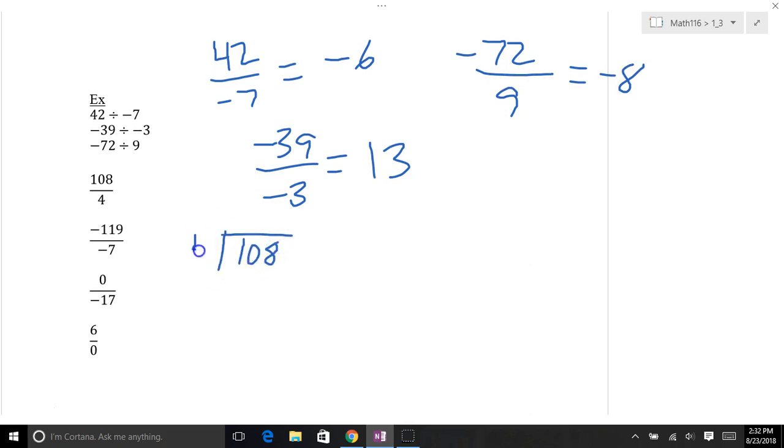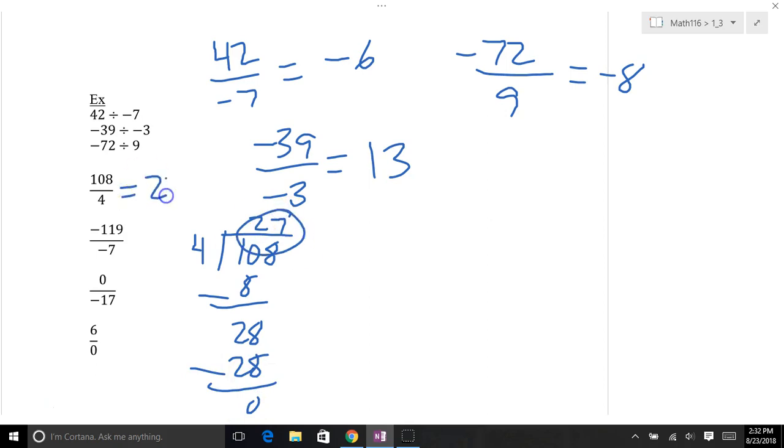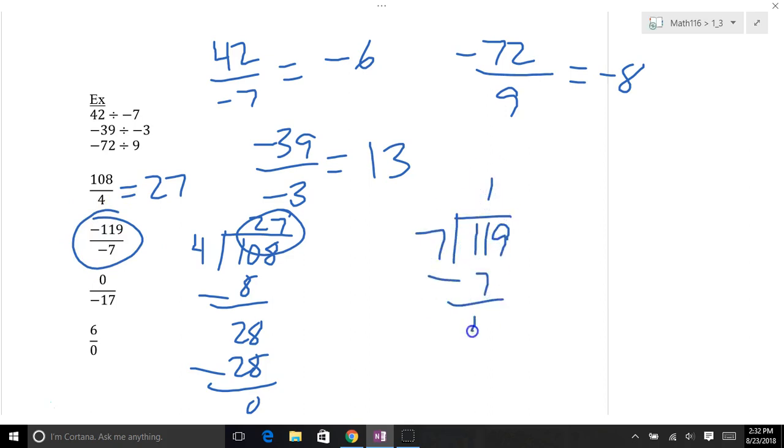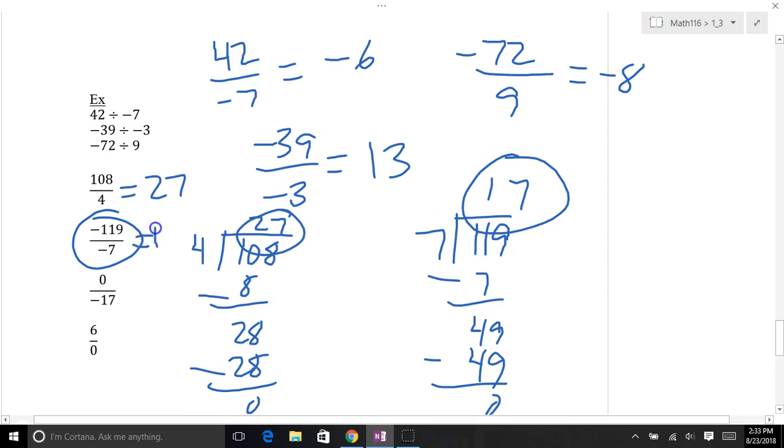108 divided by 4. We could do this longhand if you want to. 4 goes into 10 twice. 4 goes into 28, 7 times, and no remainder there. So 27. Positive over positive. Negative over a negative, 119 divided by 7 goes once. It goes 7 times. So positive 17 on that. 0 divided by anything, 0. 6 divided by 0, undefined. Can't do that.